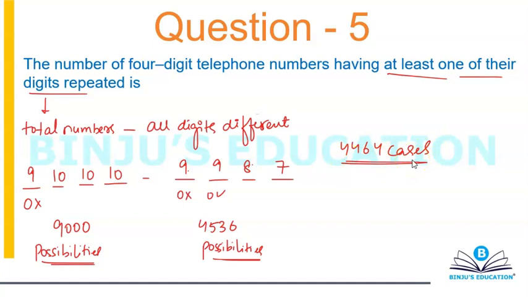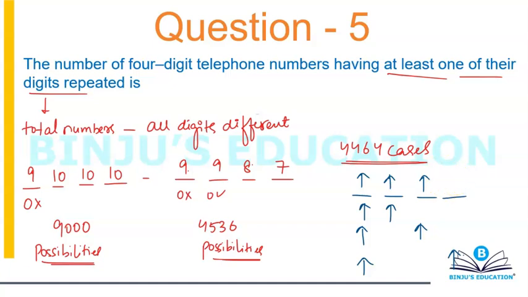If you do it by forming individual cases, that will take a lot of time. For example, you can have repetition of digits at the first and second place, first and third, first and fourth. Then you can have repetition as first, second, third; first, second, fourth; second, third, fourth. There is no point of calculating all the cases. You want at least one of the digits being repeated, so that is total number of cases minus when all digits are different. That's it.